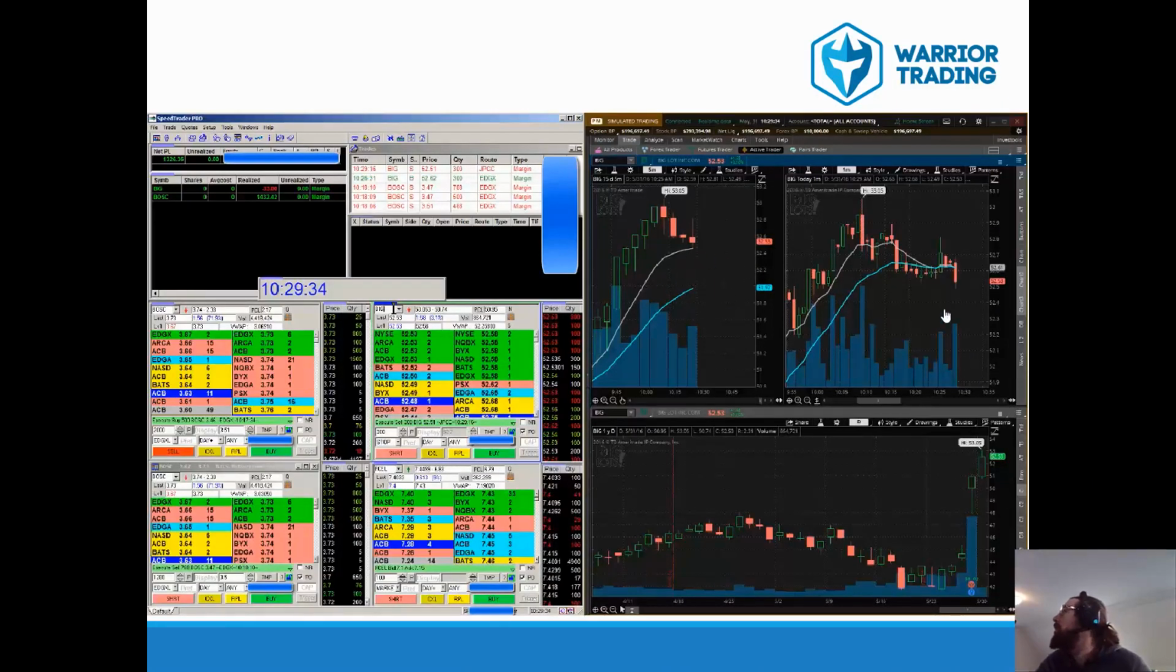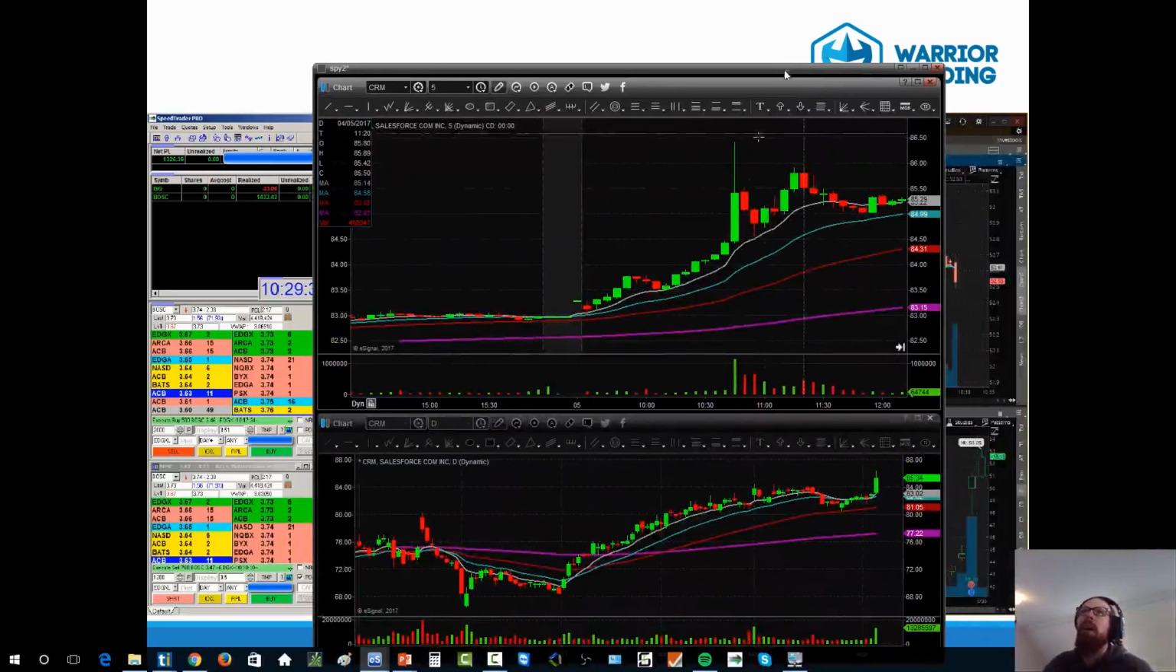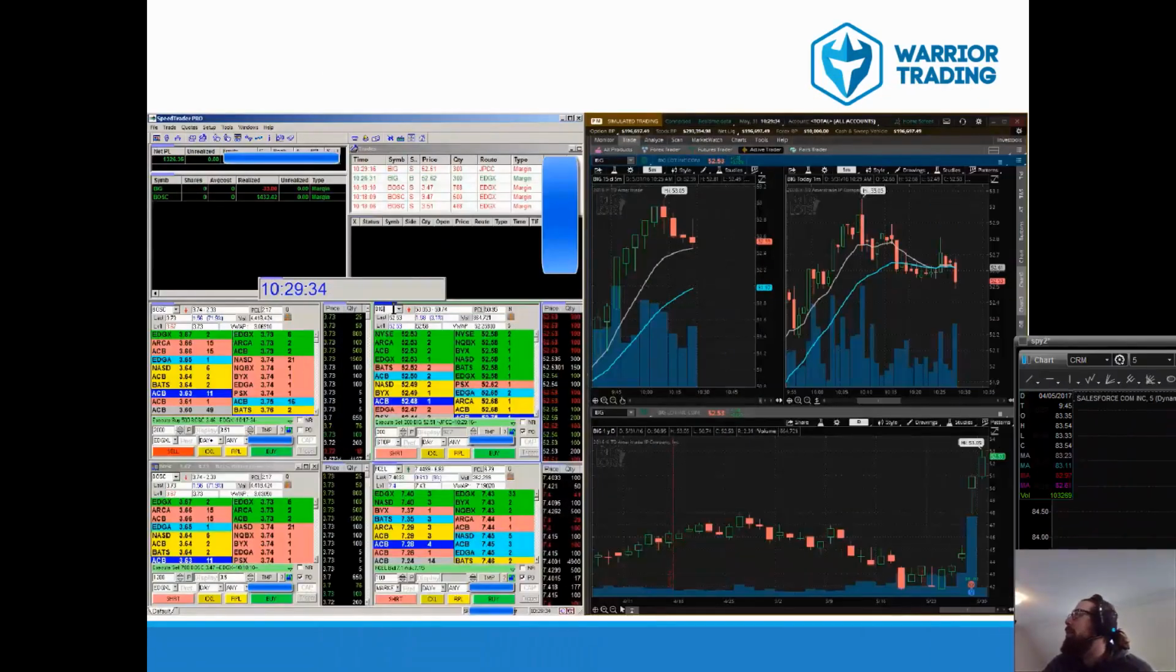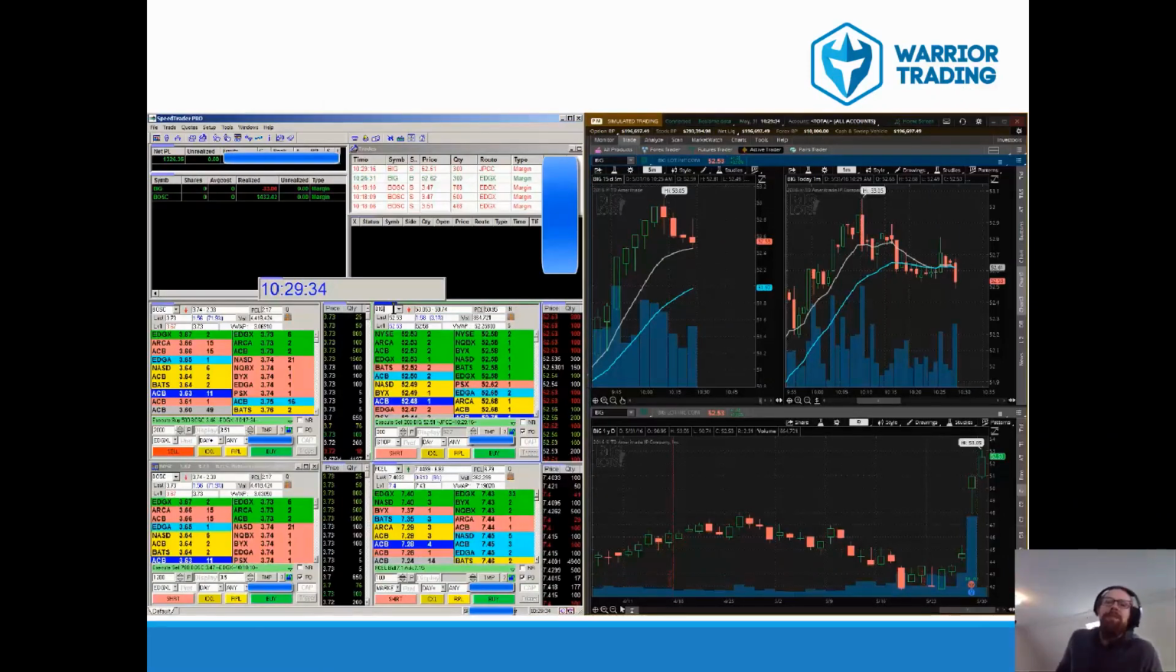Now, one thing to note is that CRM had a lot of volume in this candle. It squeezed up with 1 million shares of volume, whereas this one here only had 800,000. So the volume was a lot lower. Not as many traders were watching it.